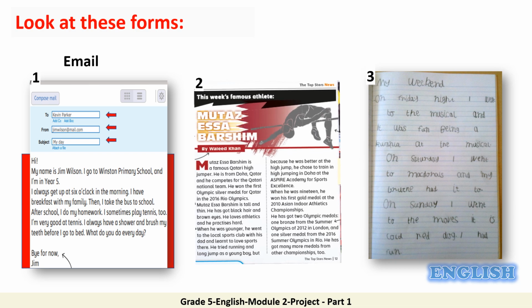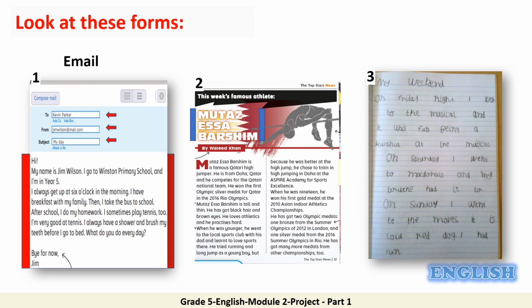Now the form number 2. We see a text about a famous person. And you can find this text in the newspaper or magazine. So it is an article. Now the form number 3. Here we see someone wrote about a day in his life. He wrote about his weekend. So it is a diary.